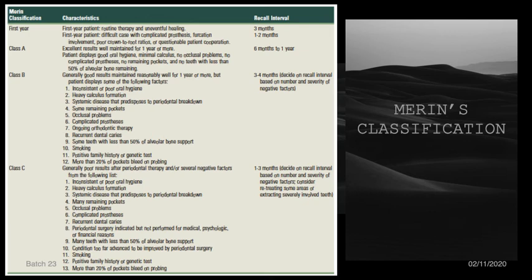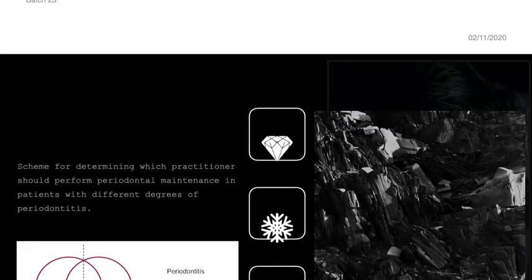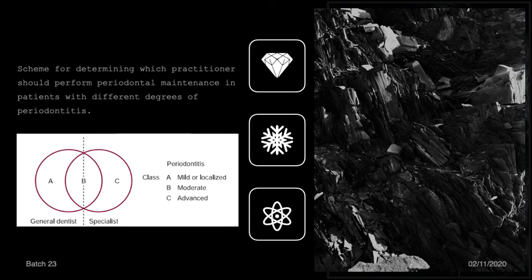So this is not a static process, it is a dynamic classification. At every recall visit, based on the status during that visit, you can modify the patient's recall intervals to either class A or class B or class C, right? So who is going to treat the patient? Basically, if the patient has periodontitis, a mild to moderate periodontitis can be treated by a general dentist. If you see advanced periodontitis, then the treatment should be referred to a specialist.